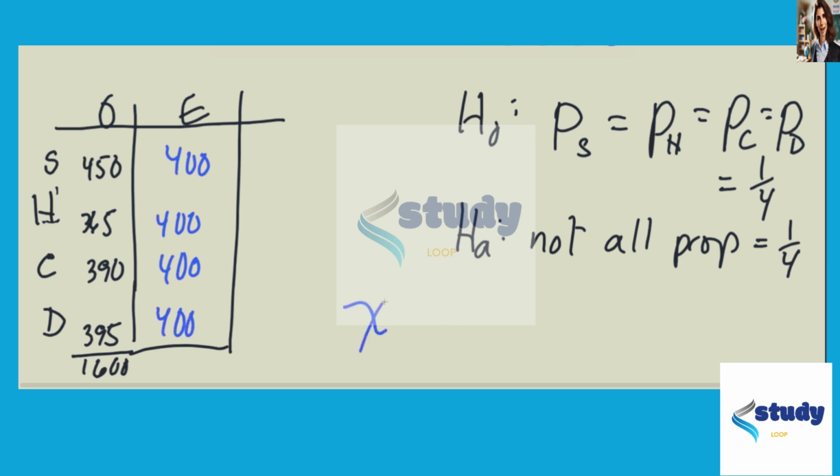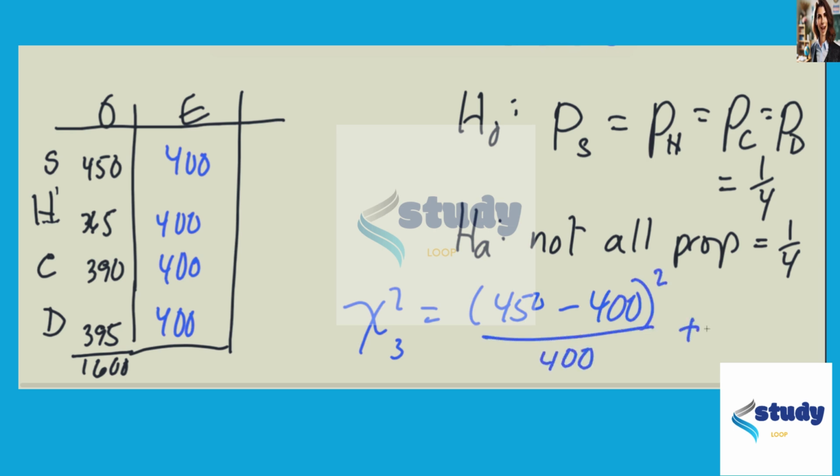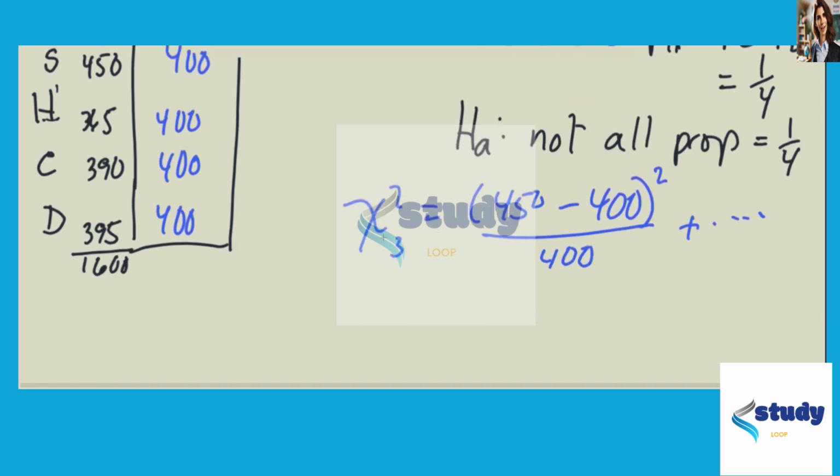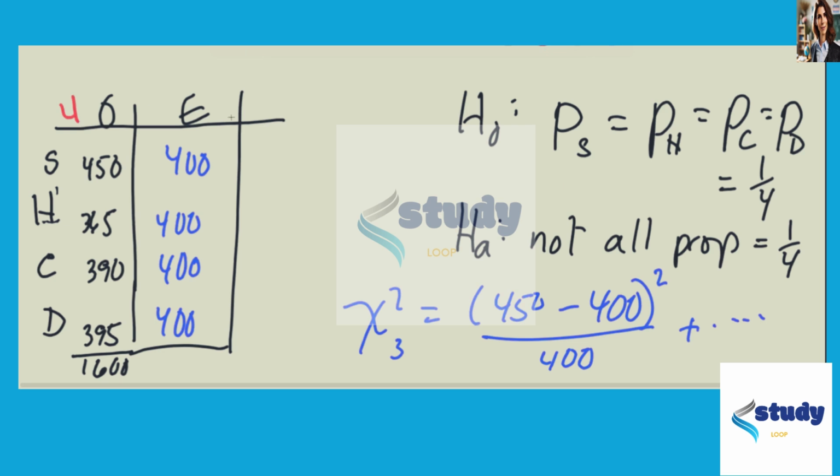That chi-squared statistic is going to be calculated with 4 categories, 3 degrees of freedom, by taking the observed minus the expected squared divided by the expected, and do that for all 4 of our cells. We can also use our chi-squared goodness of fit test. I happen to have this data in list 1 and list 2.